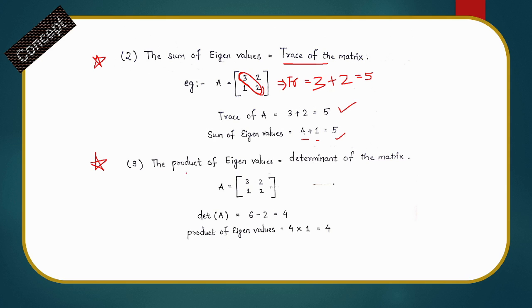The second important property is that the product of eigenvalues equals the determinant of the matrix. As per the example, we have taken the matrix A equal to [3, 2; 1, 2]. If you find the determinant of this matrix, 3 into 2 minus 1 into 2, it becomes 6 minus 2 equals 4. The determinant equals 4. And the product of the eigenvalues we have already found, 4 and 1, is 4. So these are the two important properties of eigenvalues.